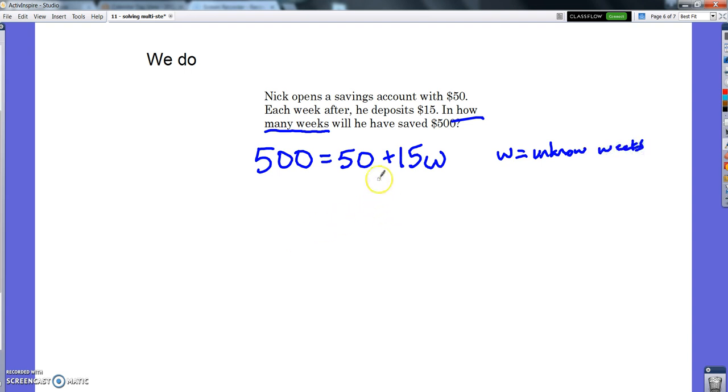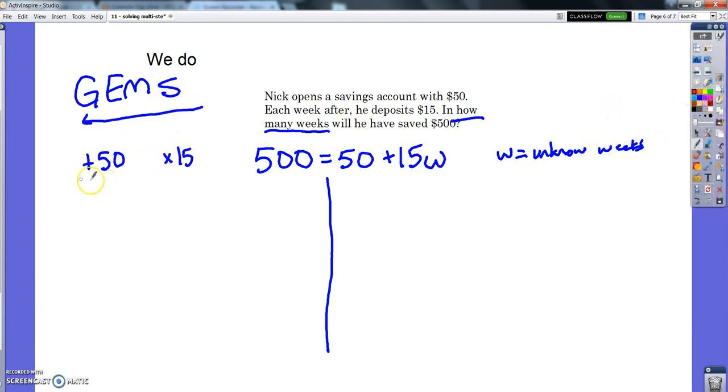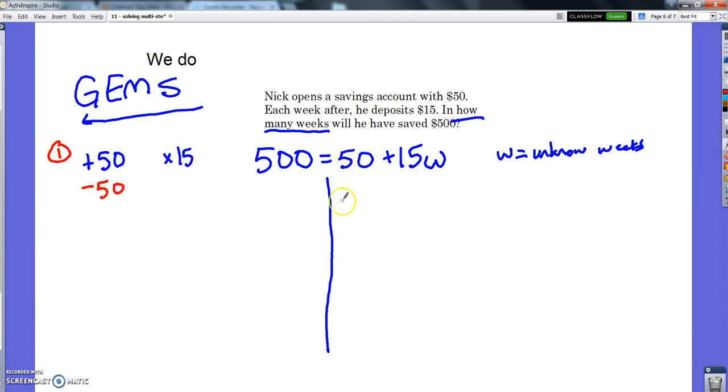All right, and so now I'm going to do my inverse operation strategy. So when I look at W, W has two operations happening to it: plus 50 and times 15. So when I do these in order, since I'm now solving for a variable and not just doing 50 plus 15 times something, I'm going to go in reverse order with these two things. So I'm going to start with plus 50. The inverse operation of plus 50 is minus 50. So I'm going to subtract 50 on this side, subtract 50 on this side.